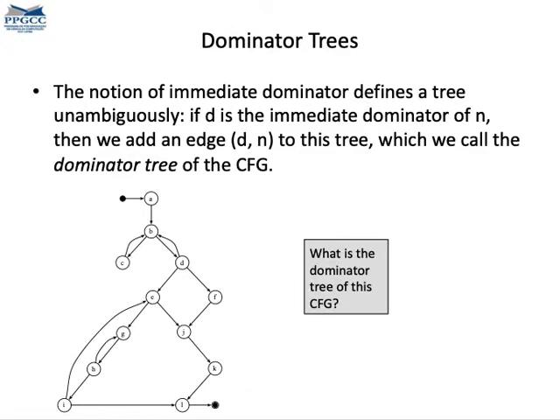And if the immediate dominator is unique, and every node has one except for the starting node, then we can build a tree with these immediate dominators. This tree will be rooted at the starting node. For instance, can you figure out the dominator tree of the CFG?